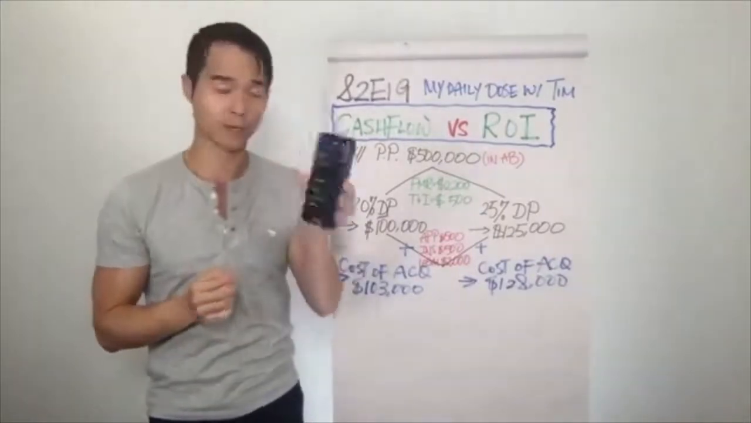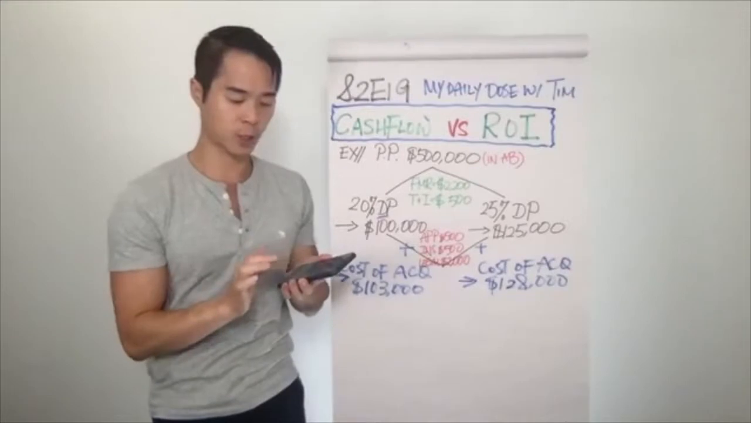And so what we're going to do now is go into our mortgage calculator, going into the purchase calculator side of things. Home price, we're going to punch in $500,000.